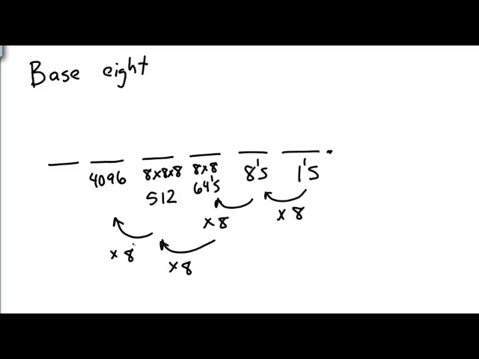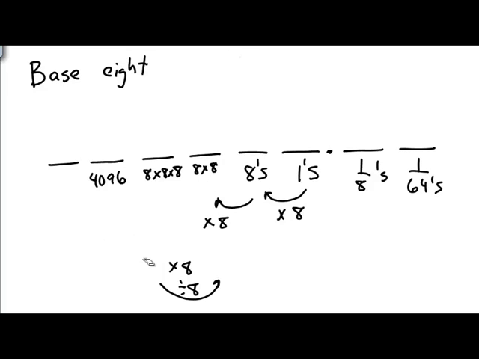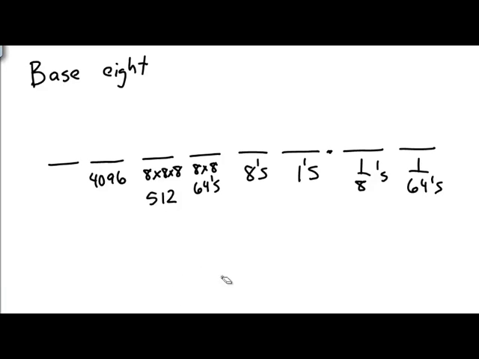Every time you take a step to the right, you are dividing by 8. Which means that you even have fractions. You divide by 8 and you get the 1/8ths place. And you divide by 8 again and you get the 1/64ths place. So what does this mean? This means that when you see a number in base 8, each digit represents some number of eighths.